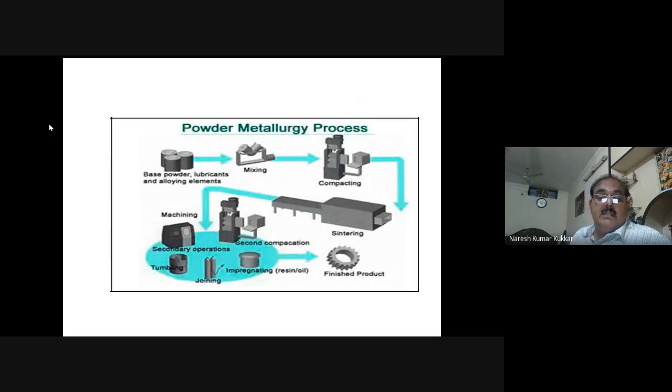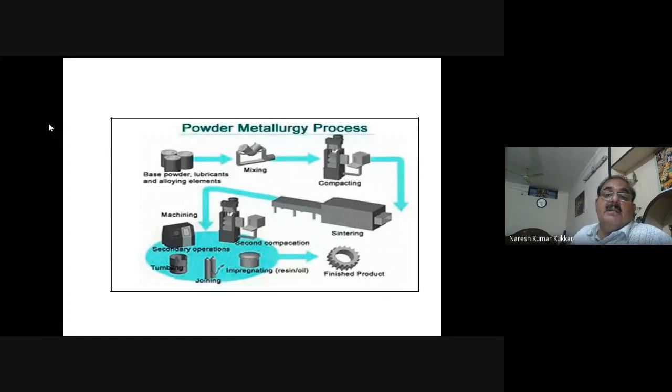This is the method we use. Base powder and lubricants as alloying material, then mixing is done, then compacting is done, then after compacting, sintering is done, then machining is done, and then the finished product comes after joining. Like this gearbox, the gear is created as a finished product after the whole process.